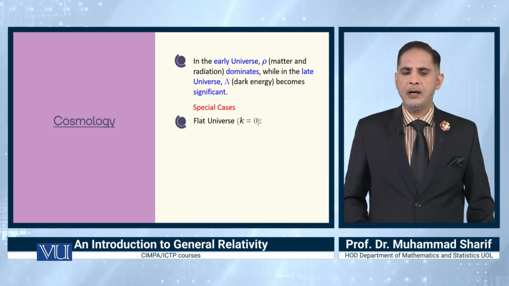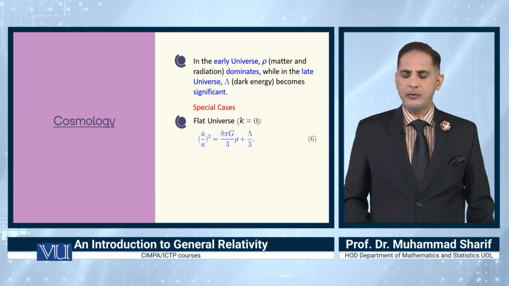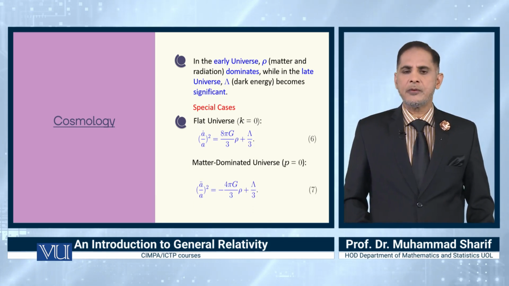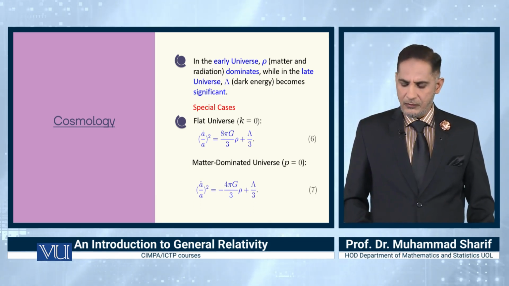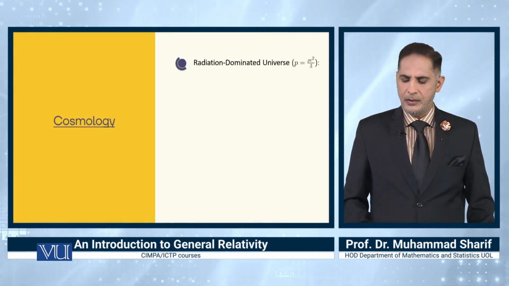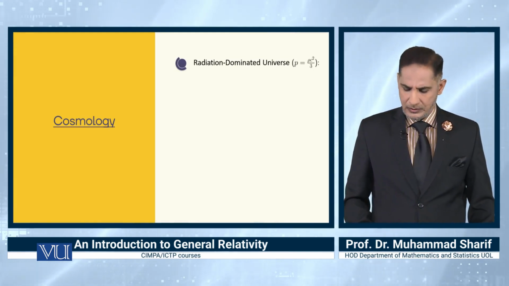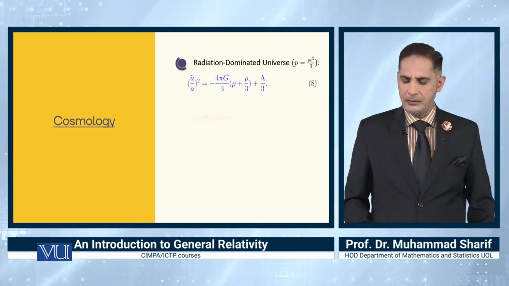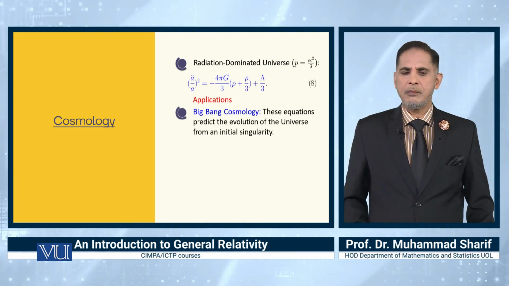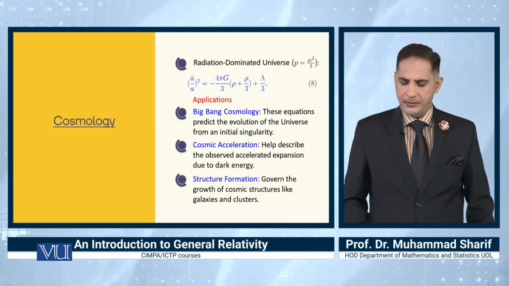Some special cases: when the universe is flat, the first equation reduces to this form, and in the matter dominated universe, when pressure is 0, the second equation takes the following form. And in the third case, when we consider a radiation dominated universe, P is equal to rho c squared over 3, the second equation takes the form. These equations are very helpful to discuss Big Bang cosmology, cosmic acceleration and structure formation.